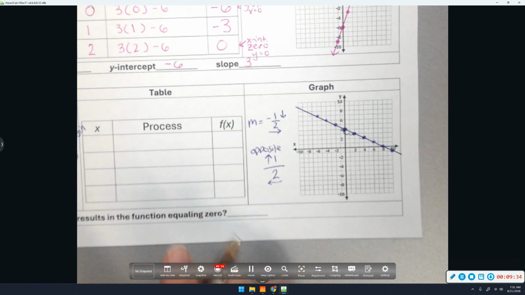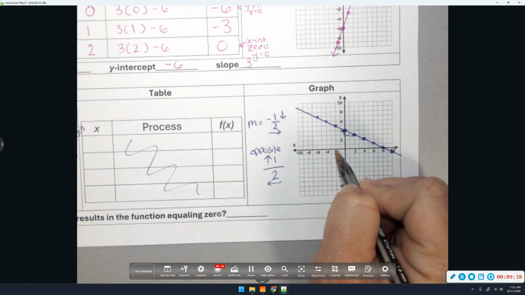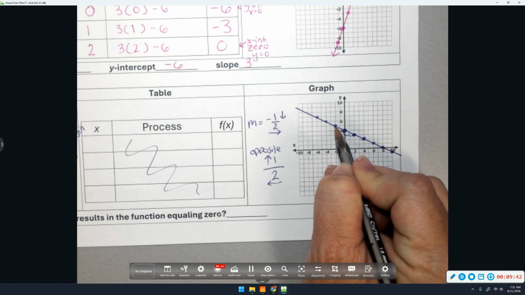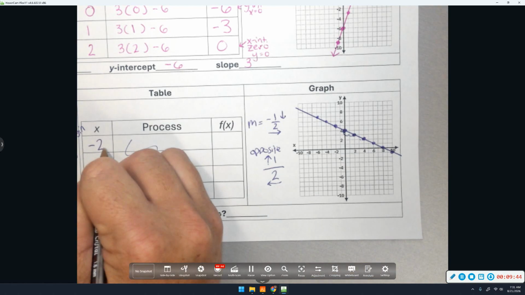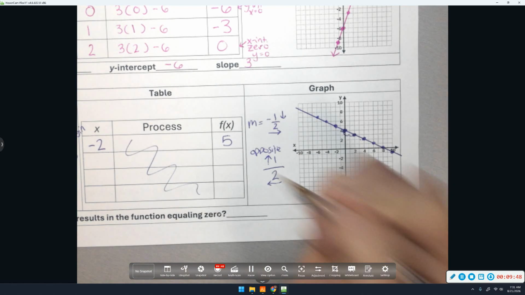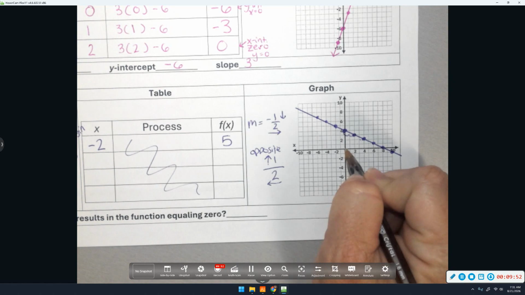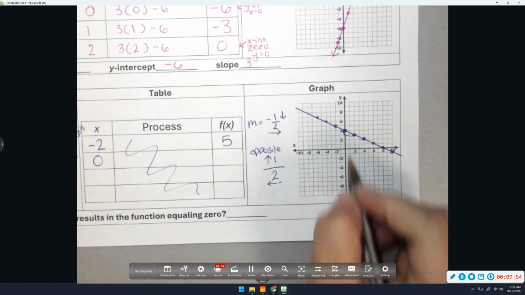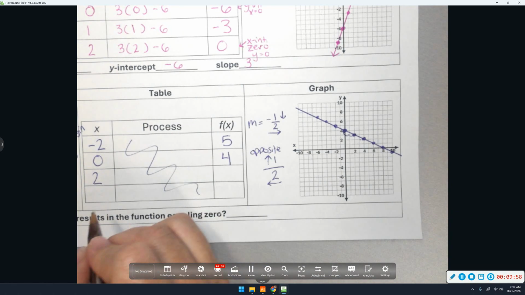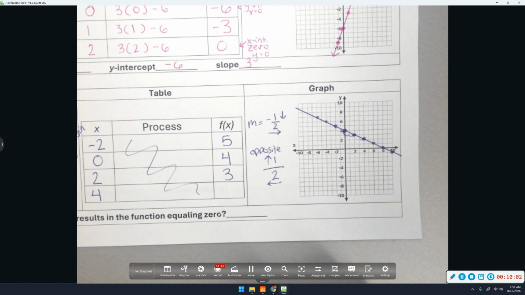Okay, I don't need the process. And I'm just going to pick a pretty point on this side. So a -2, what point is that? And my x is -2. Somebody said it. What's my y? 5. Okay, what about when my x is 0? 4. Good job. And then 2 and 4.